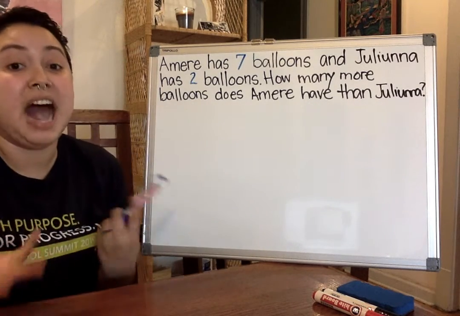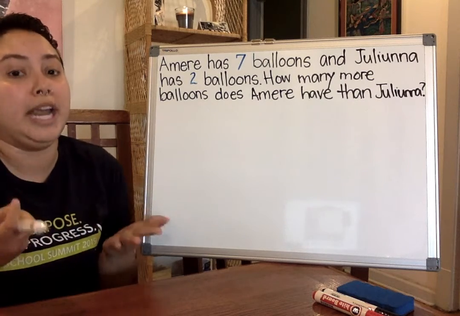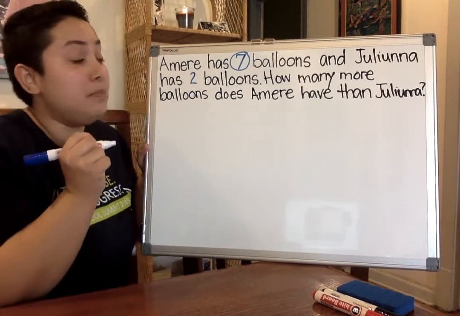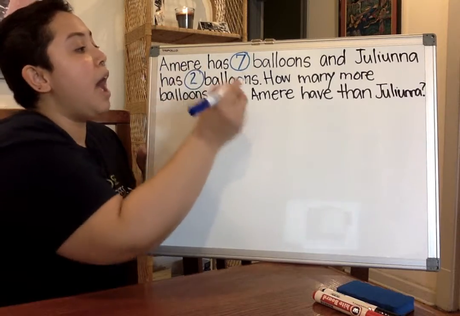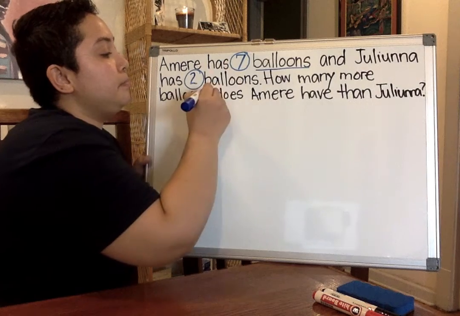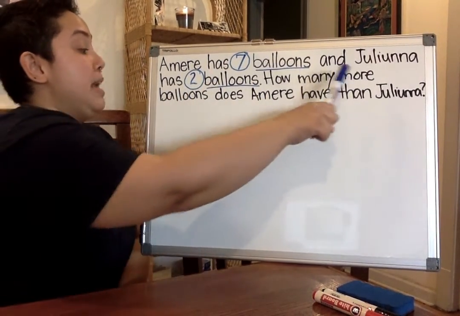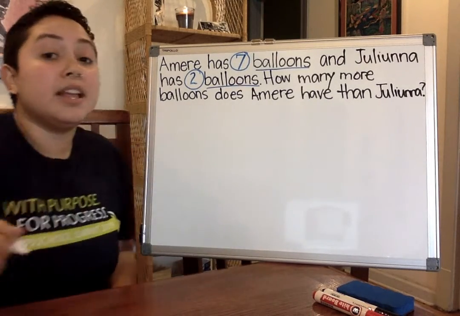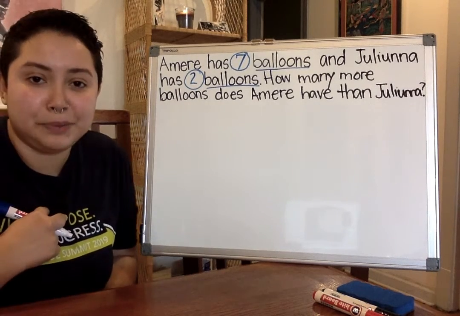The very first thing that I want to do is circle the numbers that I'm going to be working with. Amir has 7 balloons, and Juliana has 2 balloons. I know that my unit is also balloons. So what I want to solve for is how many more balloons does Amir have than Juliana? Take a moment to think about what we're going to do before I tell you.